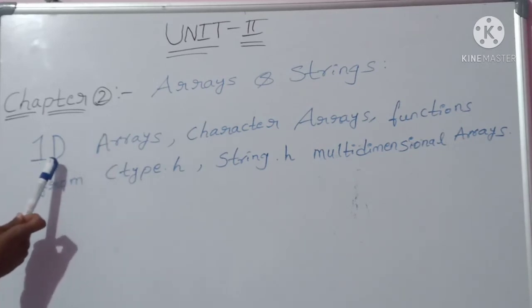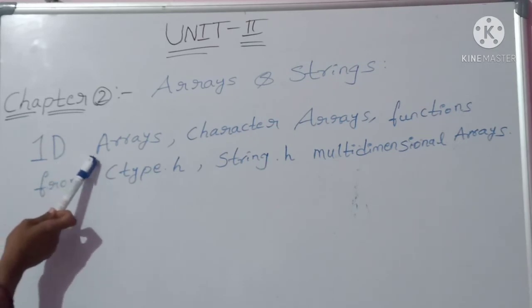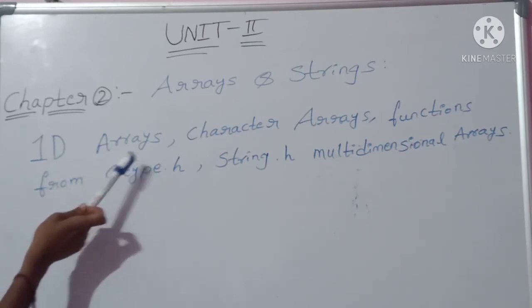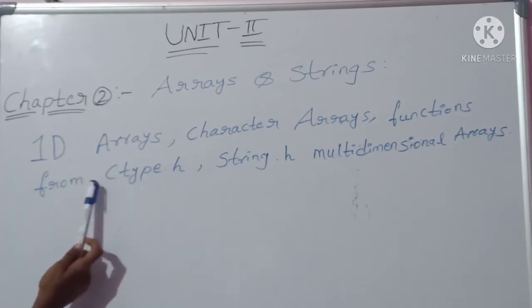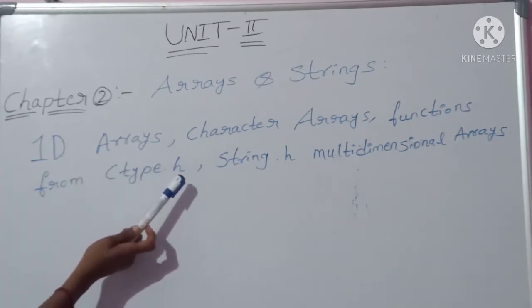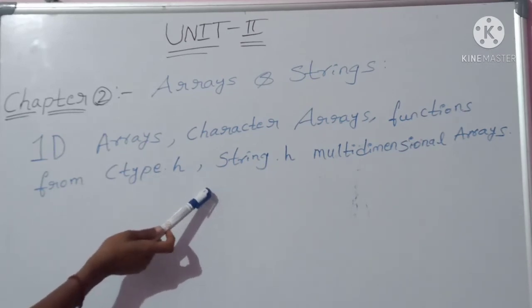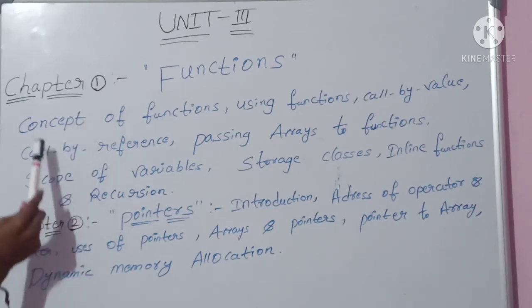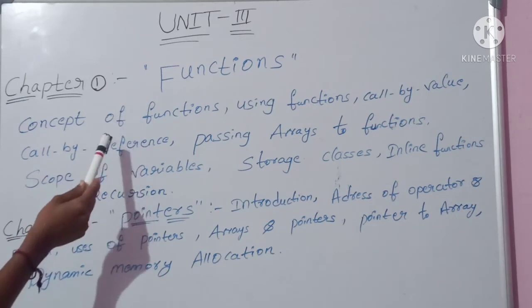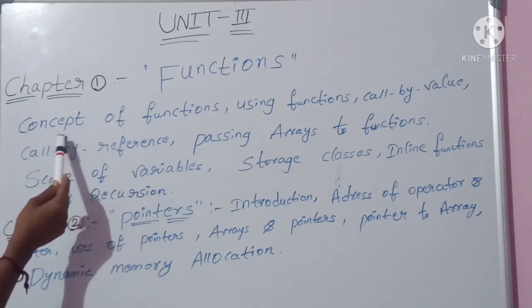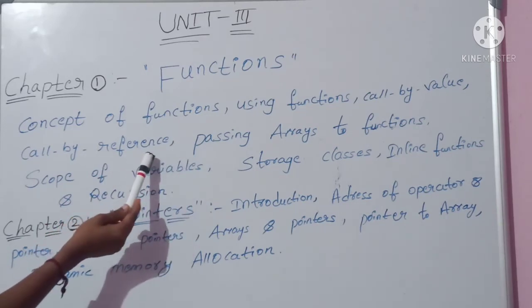In arrays we have three types. This is 1D arrays. 1D arrays means one-dimensional arrays, 2D arrays, and 3D or multi-dimensional arrays we will say. And they have given functions from ctype.h and string.h, the ctype header file and the string header file. In unit 3 we have two chapters. In chapter 1 we have functions. A function is nothing but something that performs a specific task, and this is the concept of functions. Using functions, and call by value, call by reference.